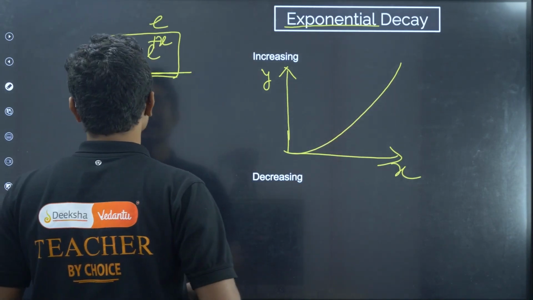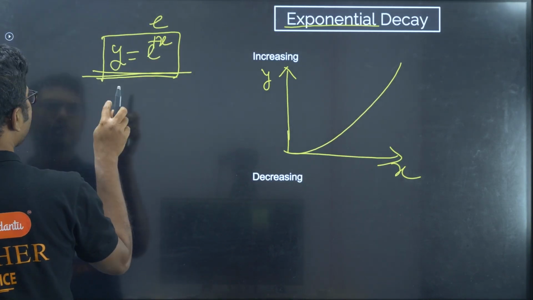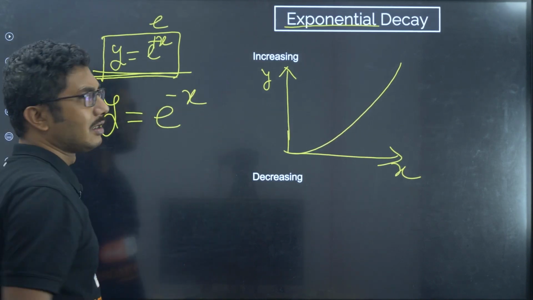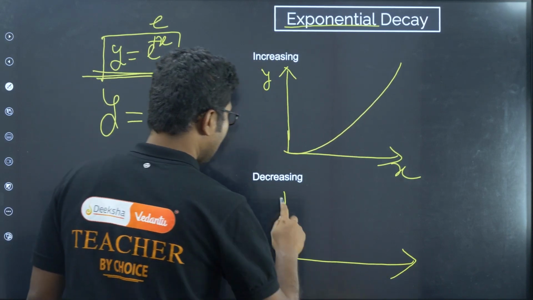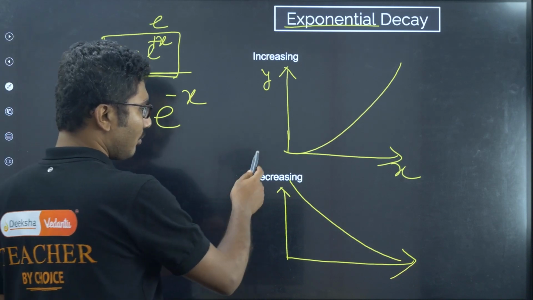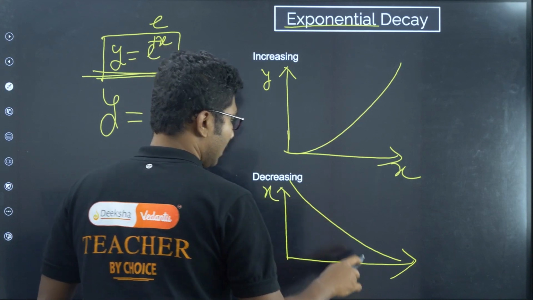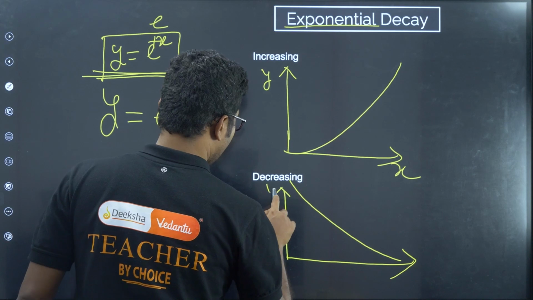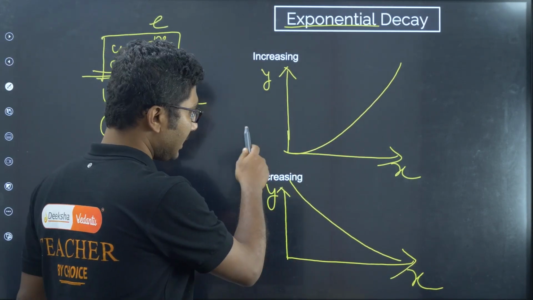Now there is another case where it is decreasing. How can I write another equation for exponentially decreasing? I can write exponentially decreasing simply as y equals e to the power minus x. If it is like this, then it is called exponentially decreasing. Its graph will be like this, and after some long time, for long x, it will touch the x axis. So these are the two things that you need to remember: exponentially increasing is like this, exponentially decreasing is like this.